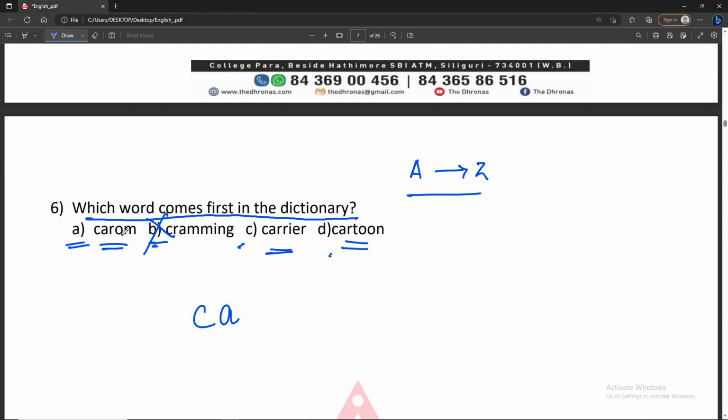Next you can see it's R. Here it's also R. Here it's also R. So the third letter is also R. Then you can see the fourth letter is O, R, and T. In alphabetical order O comes first, before R and before T. So O should be the next letter. So you can see CARO, that means A is the option. So A is the correct answer for this question.